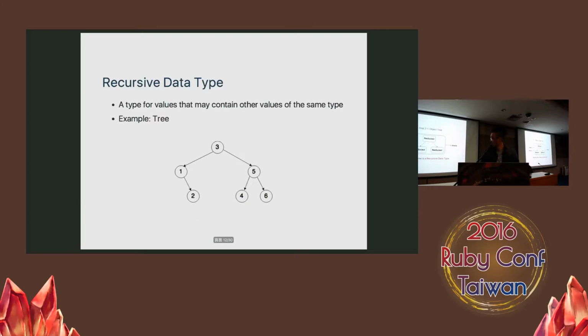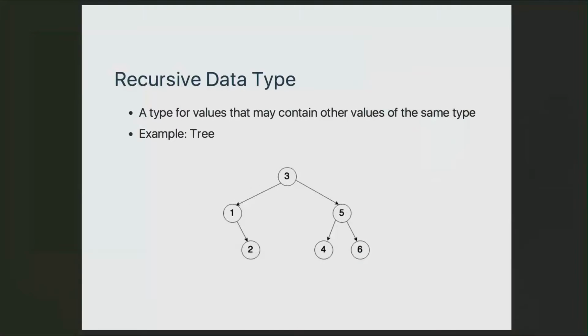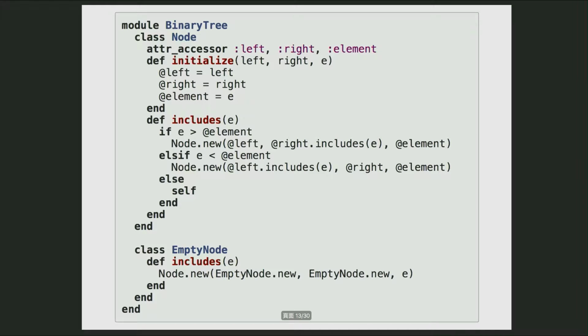So what do we mean by a recursive data type? Well, it means that a type refers to a type for values that may contain other values of the same type. For example, a binary tree: the picture here shows that each child is also a binary tree. So it's kind of defined by itself. Yep. So here's the way to implement a binary tree.